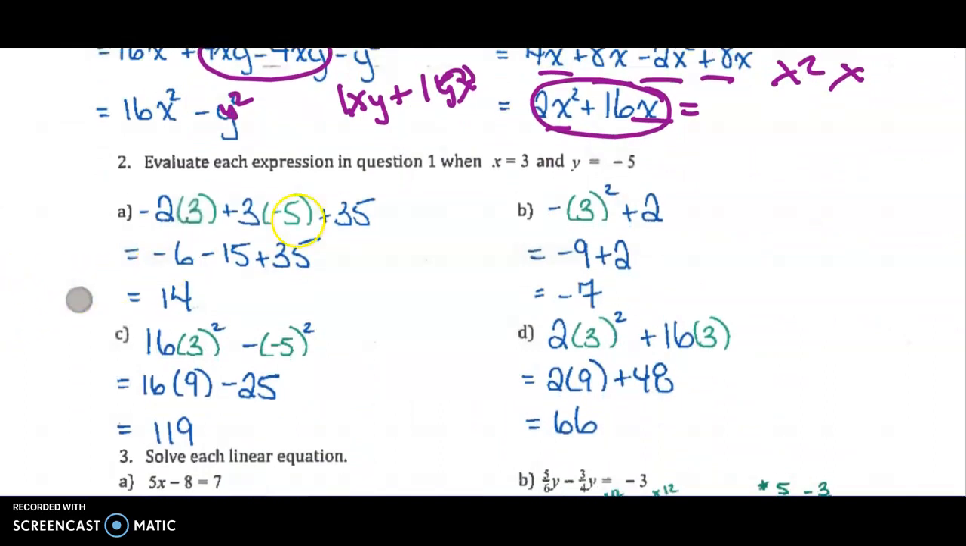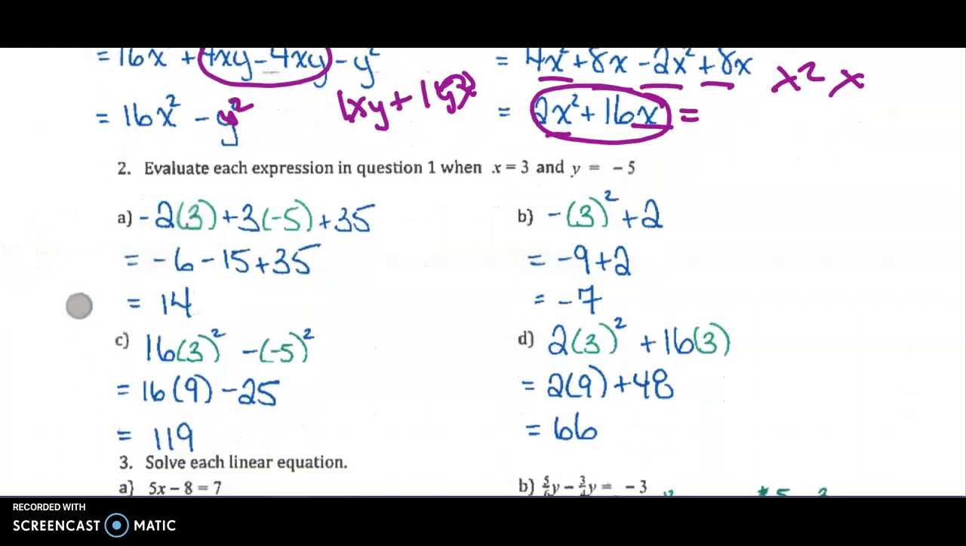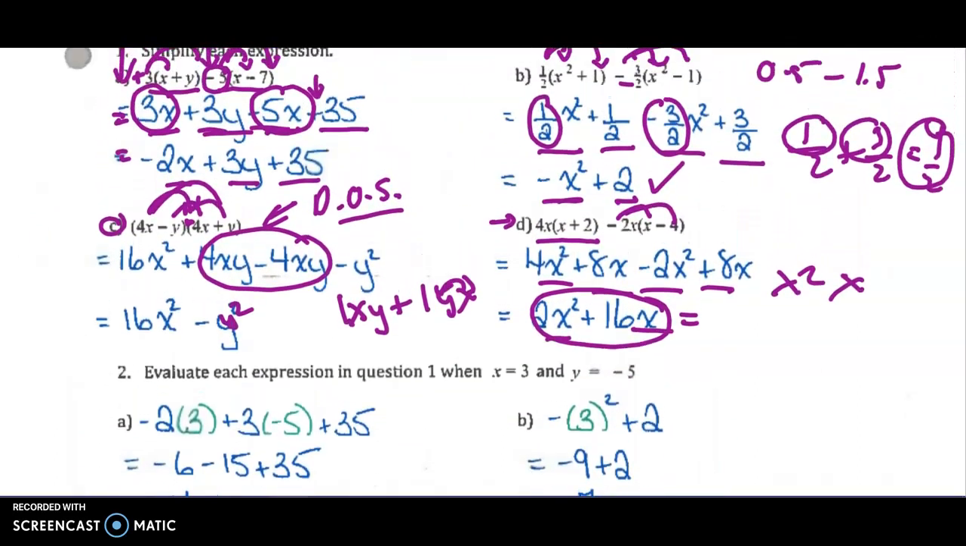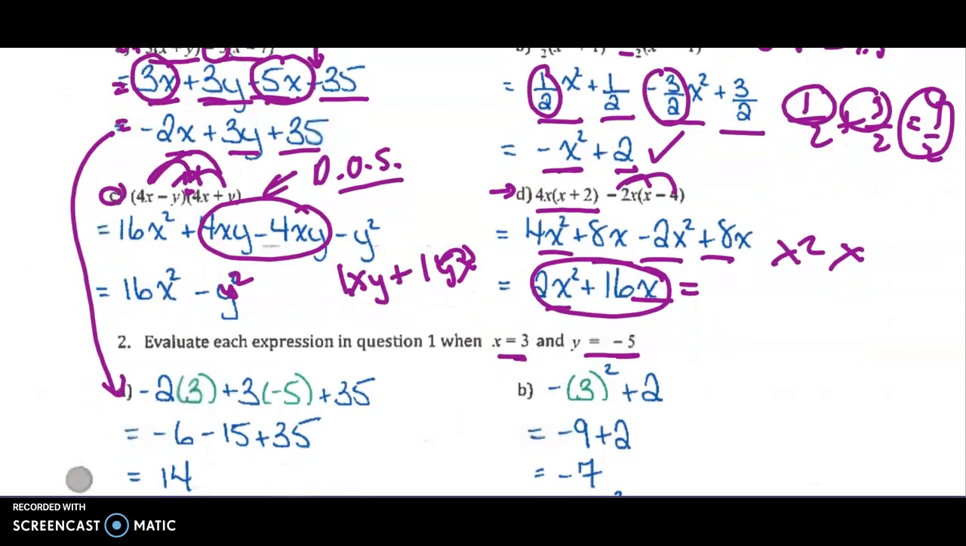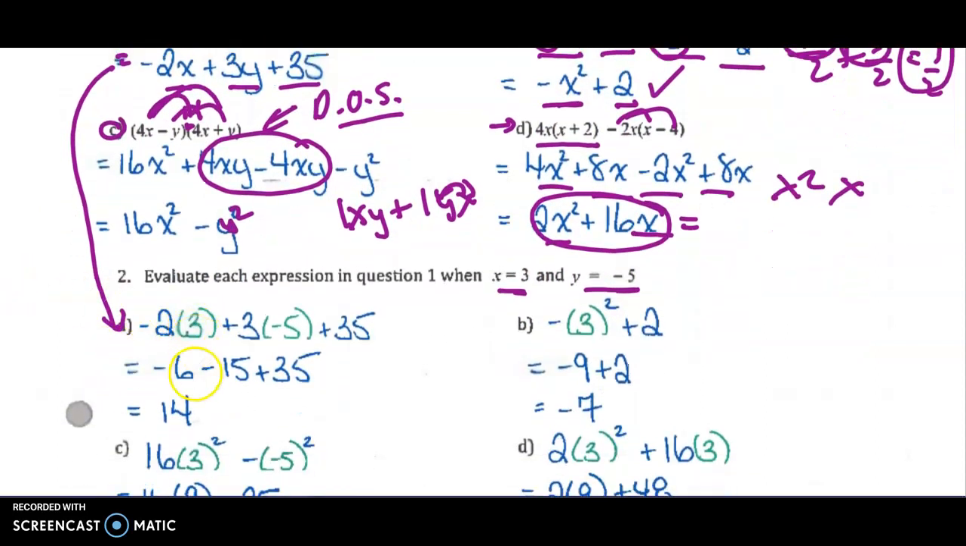Evaluating expressions, all you're going to do in any of these is sub in to the equations above. Where did we do this though? So here at the very end, once you have the minus 2x plus 3y plus 35, everywhere you see an x, put a 3. Everywhere you see a y, put a negative 5. So when we do that, there's not much tricky here. Just negative 2 times 3 is negative 6. Just be careful with your signs, right?